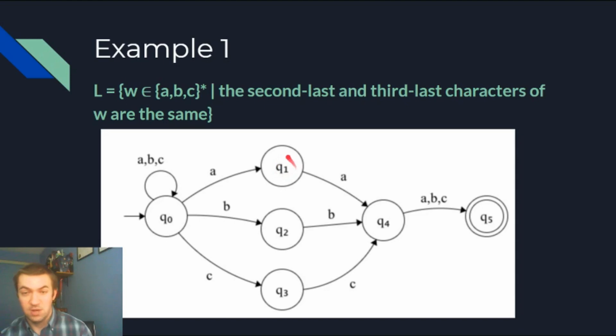If we're at Q1 and we don't get the letter A, we get some letter that isn't the same, then this leads to a dead state. It means we're not going to accept it. However, if it is the same, then we proceed on to Q4, which then requires one more character since it's the second last and not the last, and that should take us to Q5, which is where it gets accepted.